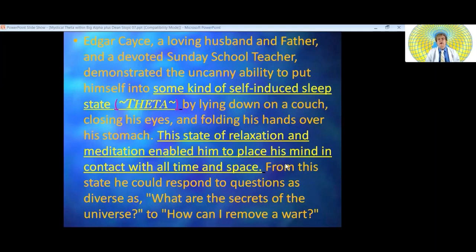Edgar Cayce was a loving husband and father and a devoted Sunday school teacher. He demonstrated the uncanny ability to put himself into some kind of self-induced near sleep state, which we brain scientists know as theta brainwaves, by lying down on a couch, closing his eyes and folding his hands over his stomach. In this state of relaxation and meditation, he was able to place his mind in contact with all time and space. That's the Akashic Records. From this state, he could respond to questions as diverse as, what are the secrets of the universe? And how can I remove a wart?